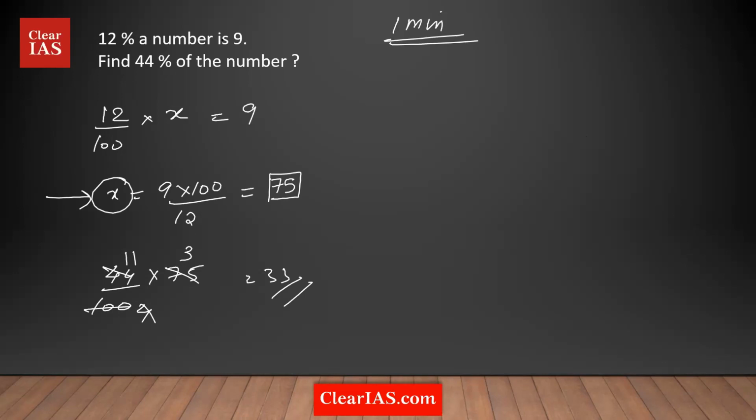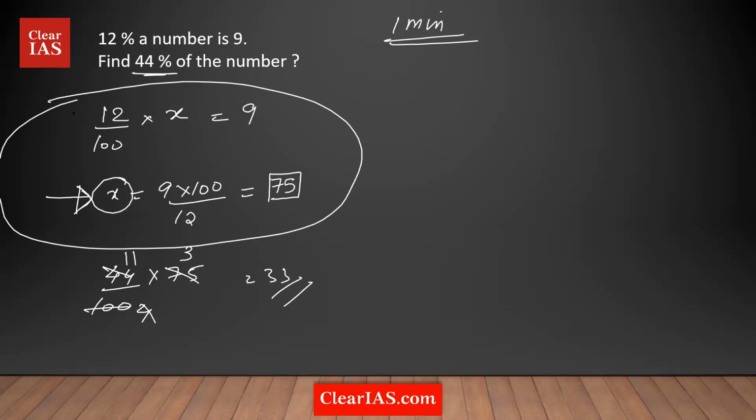Because it's given that 12% of a number is 9, you are asked to find 44% of the number. Nobody asked you to find the number, but we found it, and then you found 44% of the number, right? My question is, do you need to actually find x here? If you analyze it properly, this step that you did is actually not needed. This is a common kind of question you can get in the paper. So remember this step, it can also help you save some calculation time.